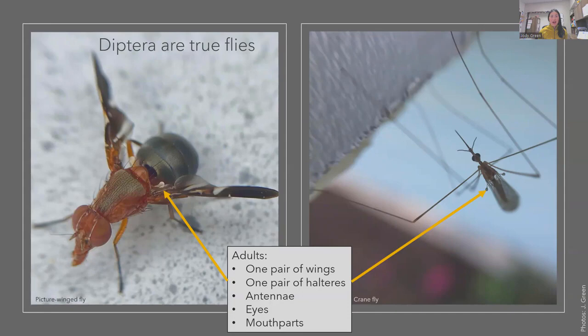The second or hind pair of wings have been reduced to something called halteres. Those are these knob-like structures that act as a way to balance them. And that allows them to fly like they do and perform those acrobatics that they can do as they fly and land upside down on walls and whatnot.